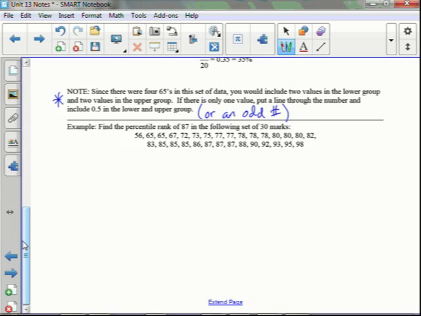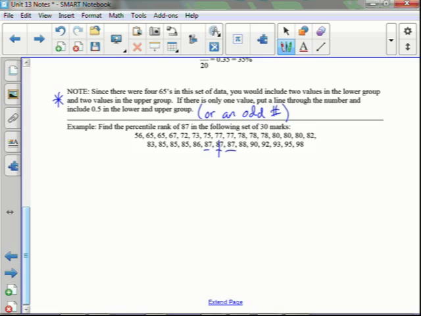Okay, so let's look down here. Find the percentile rank of 87 in the following set of 30 marks. All right, so let's find our 87. Okay, here they are down here. We've got 1, 2, 3 87s. So we're going to split the 87 in half, and we're going to put half of it in the bottom and half in the top.